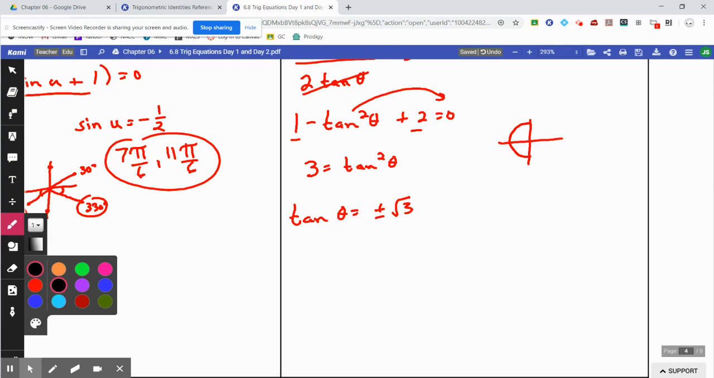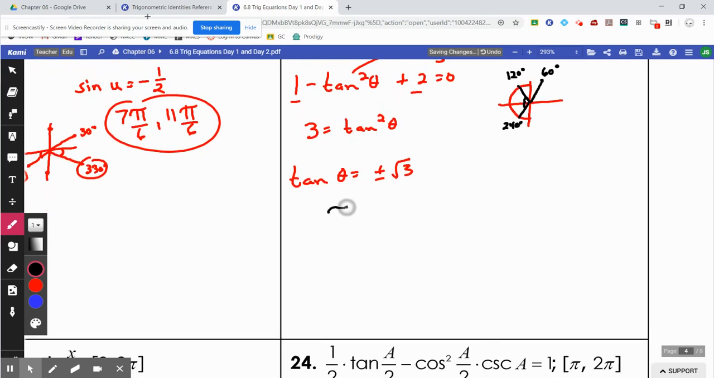So find your reference angle first. Where is tangent equal to root 3? That's going to be at a 60-degree angle. So you're going to have an answer here and here that have a reference of 60. So if this is 60, that's going to be 180 minus 60, which is a 120-degree answer here. This will be 180 plus 60, which is a 240-degree answer there.